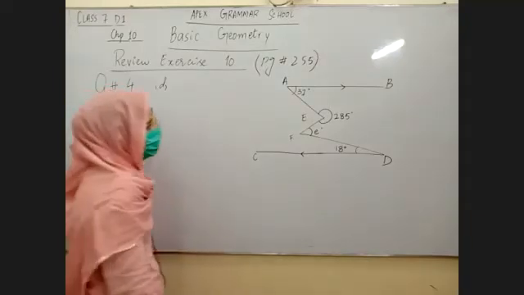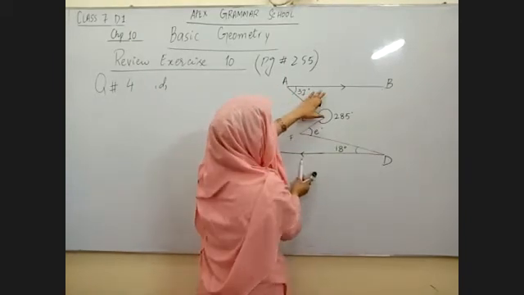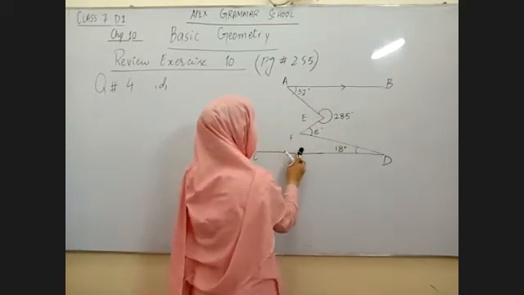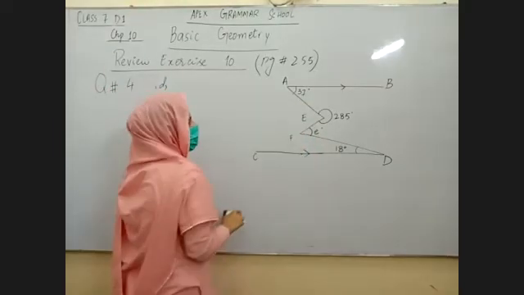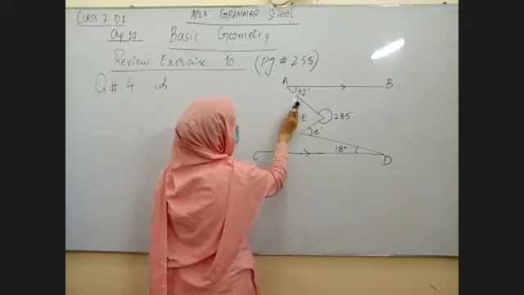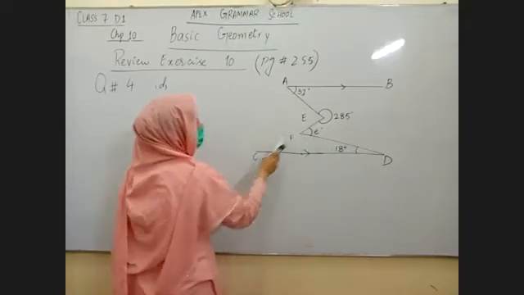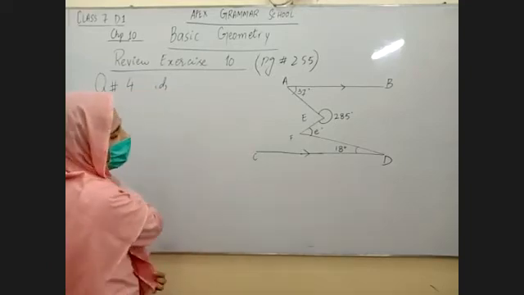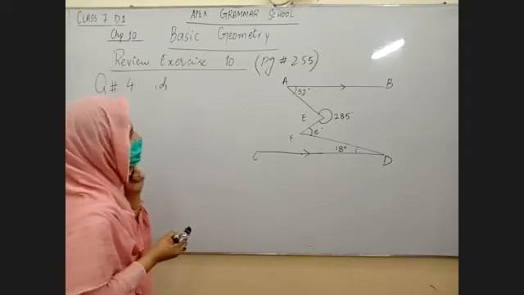In question number 4, you are given that AB is parallel to CD. You can see that the arrows show that AB and CD are parallel. This angle is 37, 285, E degrees and 18. You need to find the value of the unknown, which is obviously E over here. So we have to find its value.